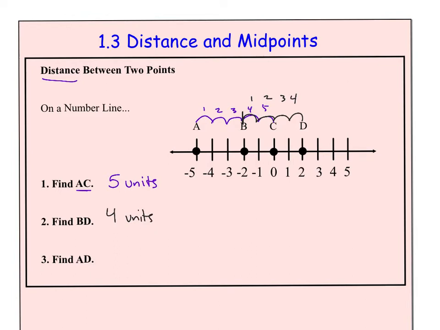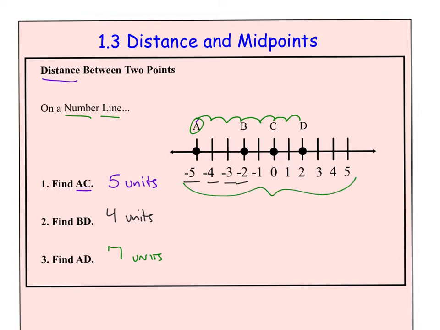Now notice I don't really take the numbers on the number line into account. I'm not looking for that. I'm more looking at how far it is from wherever I start to wherever I finish. So 1, 2, 3, 4, 5, and 6, 7. So it's just going to be 7 units. Okay, so distance between 2 points is pretty easy, especially on a number line. It's merely counting the units from the first to the second, and I ignore the numbers down here. That doesn't interest me for this.